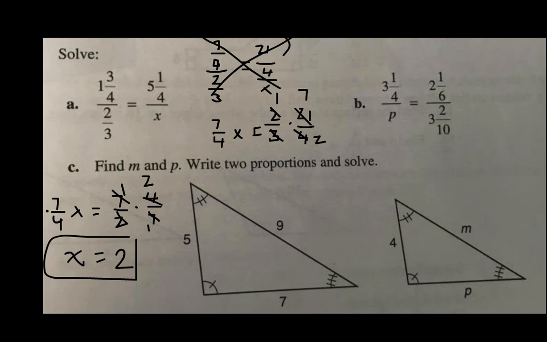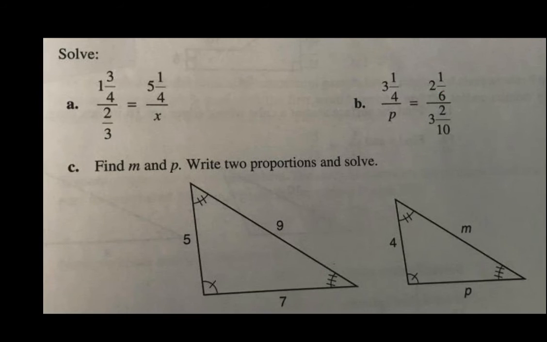Okay, let's go on to example B. Just clean that right up, and I'll squeeze this one in too. Okay, go ahead, do example B, pause the video, and come back and watch this. All right, example B. So we make these improper. So it's going to be 13 over 4 over P equals 13 over 6 all over 32 over 10.